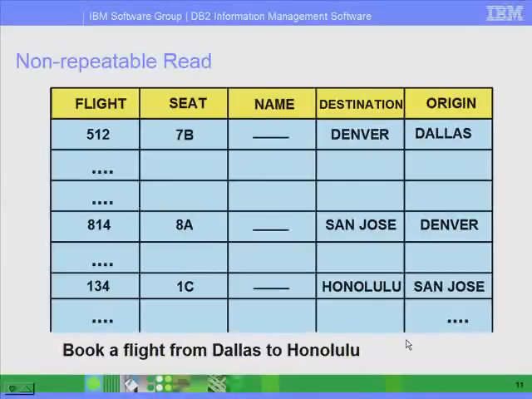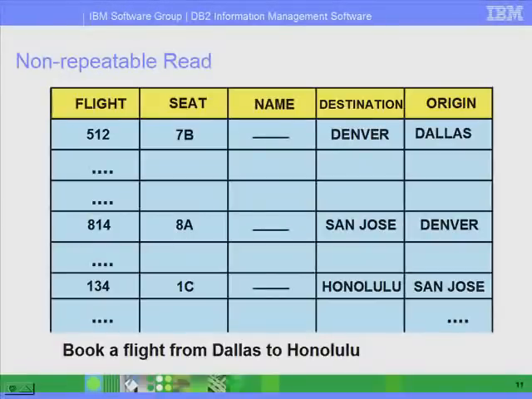Then we move on to another problem, which is non-repeatable read. In this example, we have the same reservations table, or actually this is another table, but it's related to the same theme on reservations of flights. In this case, let's say I obtain a cursor. So I do a select statement and I get several rows. One application issues a select statement and gets, let's say, all of these rows that you see on the screen.